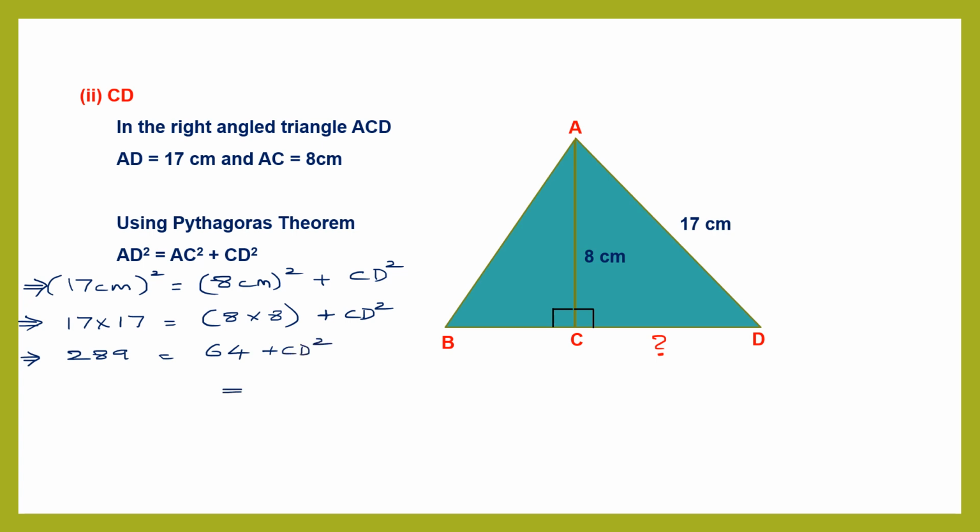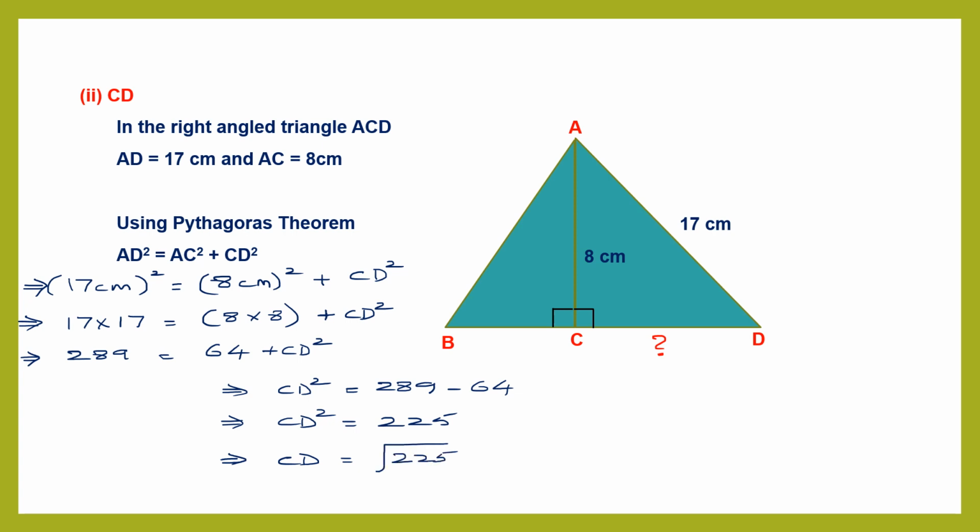Now we are going to find the value of CD squared. So on the other side of the equal to sign, we have 289. Now we are going to transpose the 64 to the other side. So it's going to become minus 64, minus 64. So CD squared is equal to 289 minus 64, which is 225.